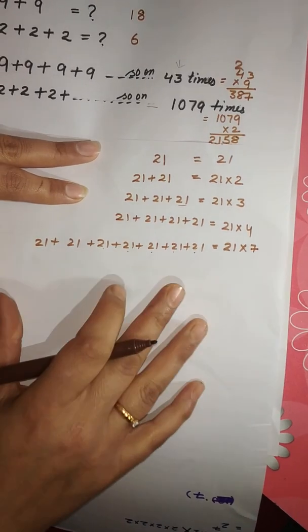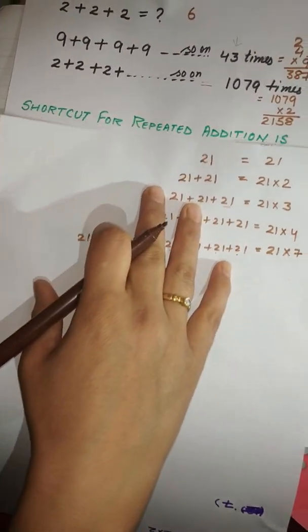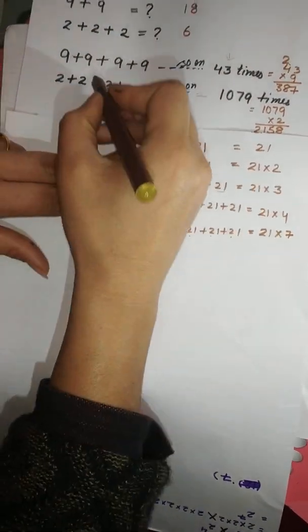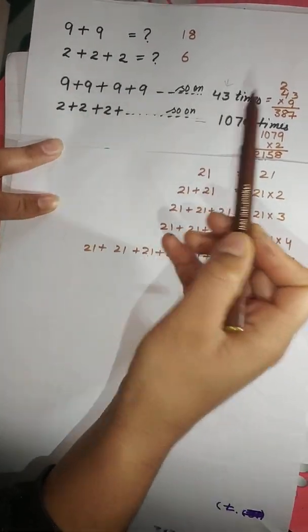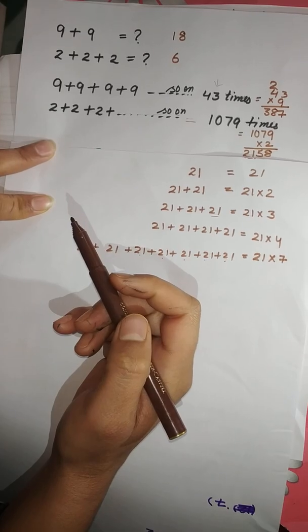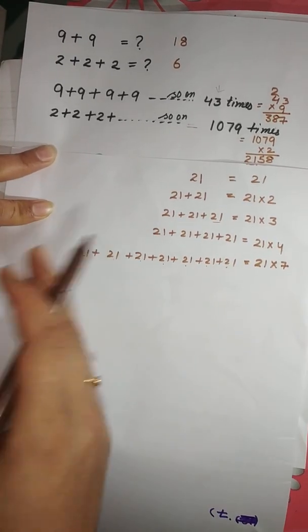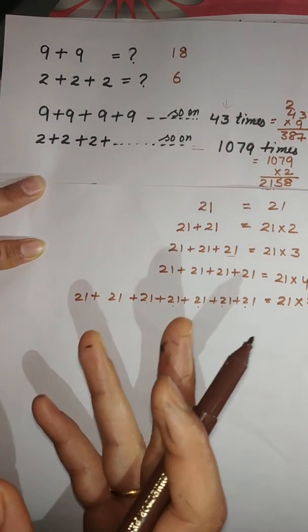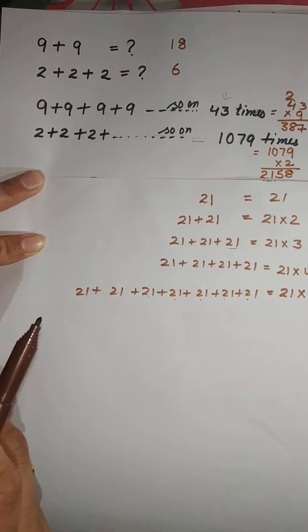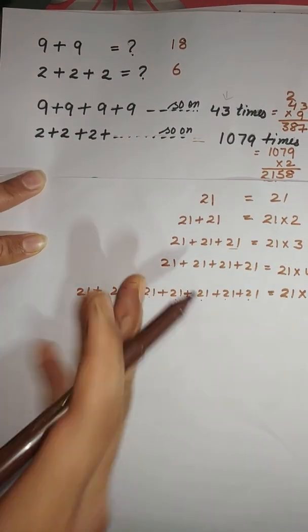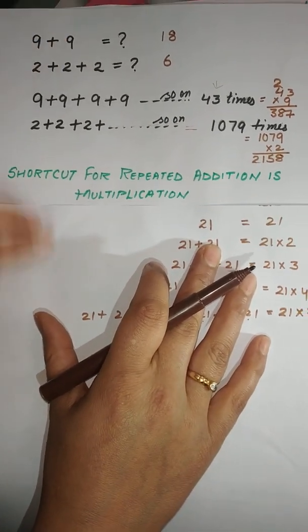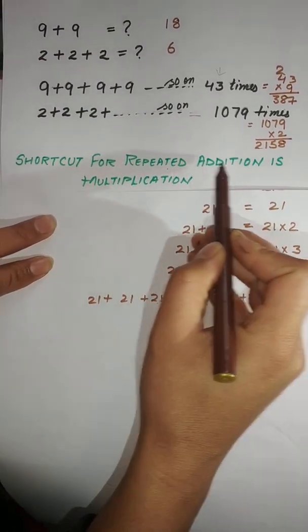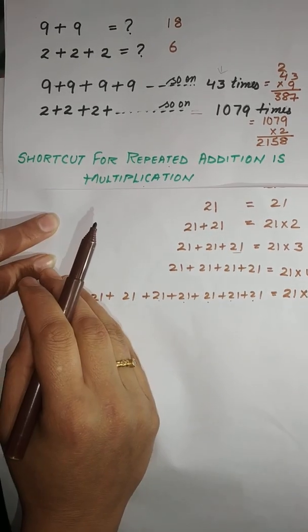So what did you learn here? The thing is, adding something many times is actually multiplication. Means if you have to add something many times, you can choose multiplication. And that's why you were taught multiplication. That's the role of multiplication. So what can we sum up here? Shortcut for repeated addition is multiplication.